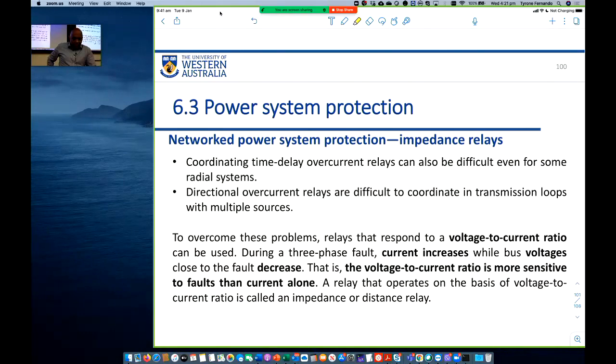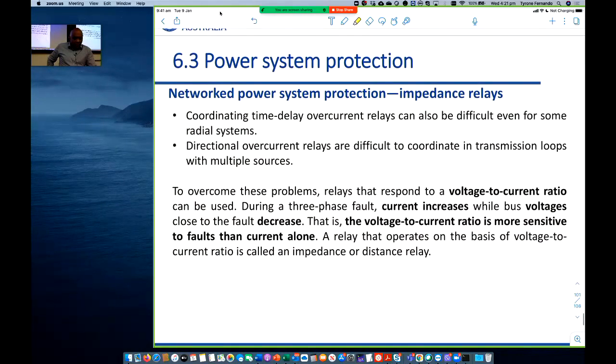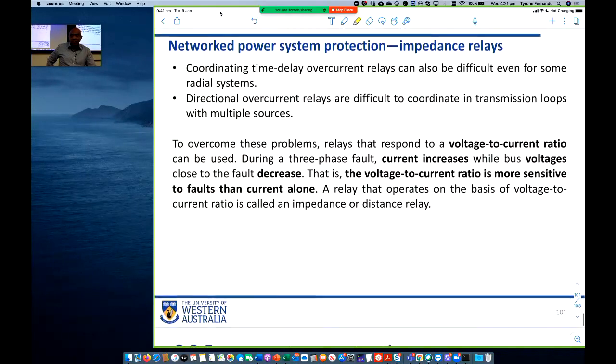Coordinating time delay overcurrent relays can also be difficult even for some radial systems. Directional overcurrent relays are difficult to coordinate in transmission loops with multiple sources.